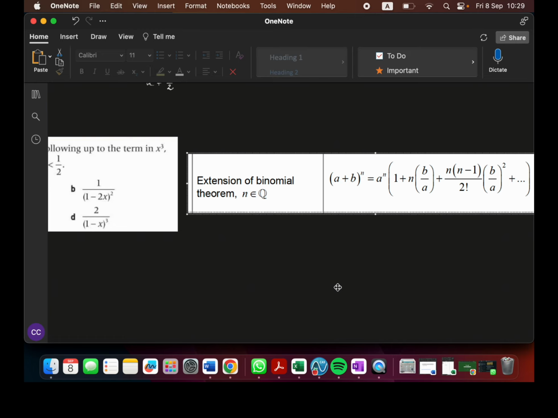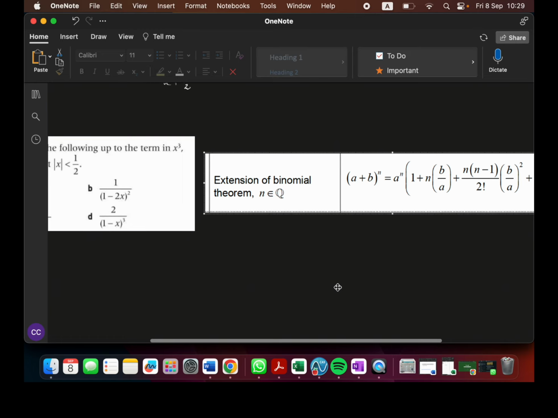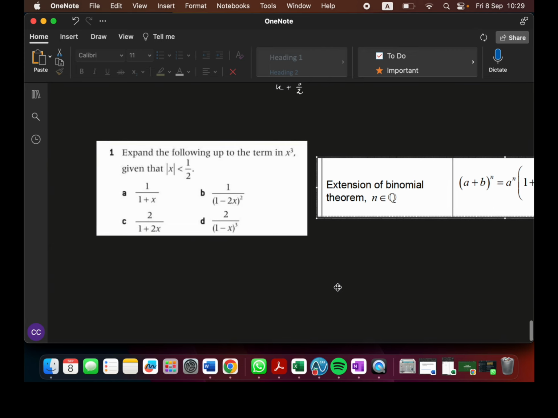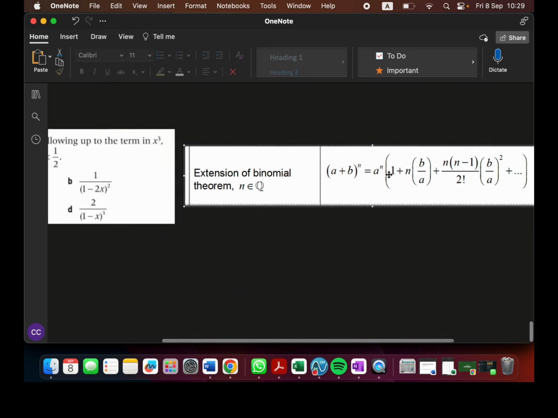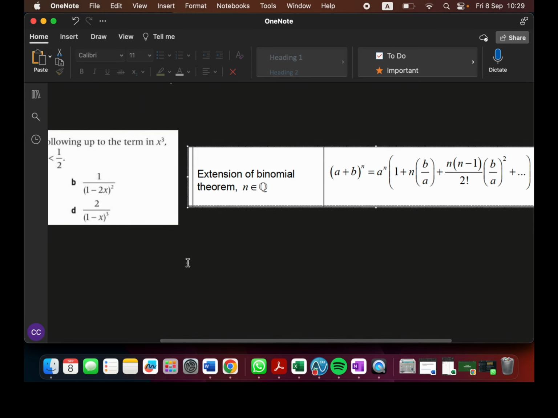Okay, this is from that lesson on the extension of the binomial theorem. This is question one, letter D. So we're supposed to expand this all the way out to the term x cubed. In order to do this, we need to have our formula booklet, which for the most part will really help.